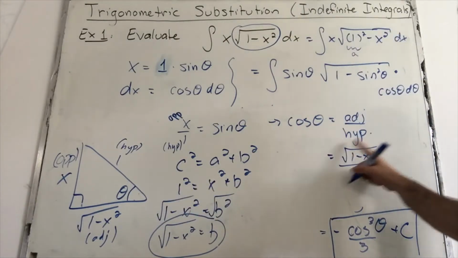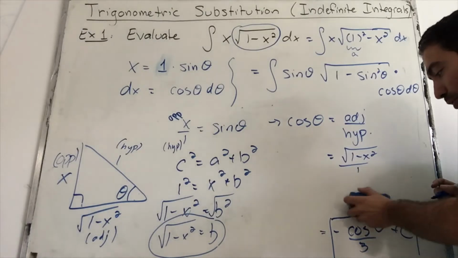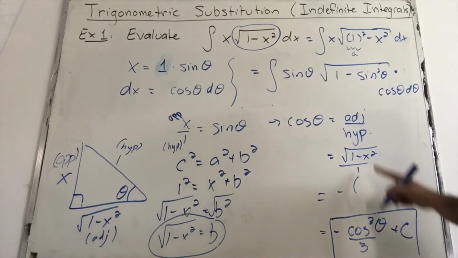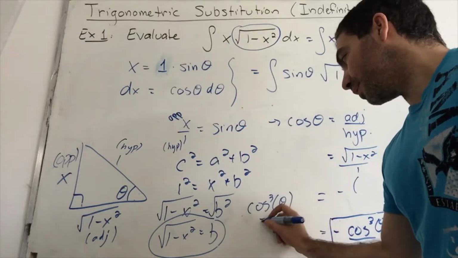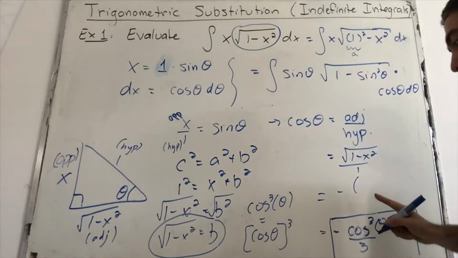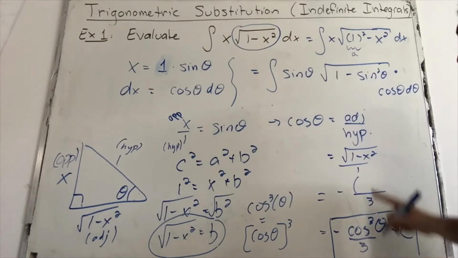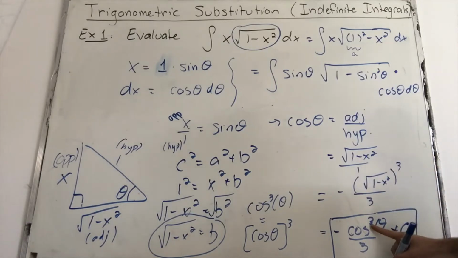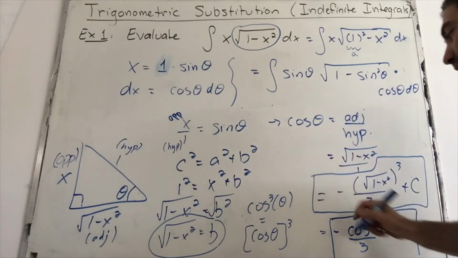So cos theta can be expressed as the square root of 1 minus x squared. So that means this piece here, if we want to go back in terms of x, is really equal to negative cos cubed theta. Again, you could think of cos cubed theta as cos of theta, all that cubed. Same thing, it's just notation. So we could think of this as negative, divided by 3, where cos theta is really just the square root of 1 minus x squared, all that cubed, plus C. And this is the actual answer written in terms of x.